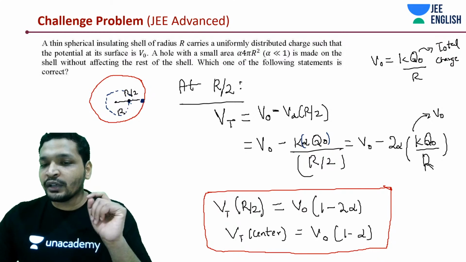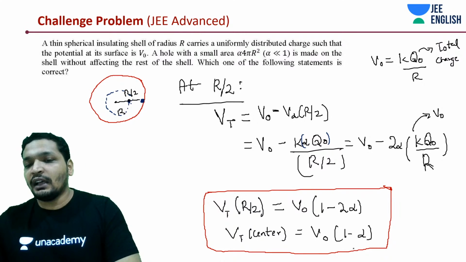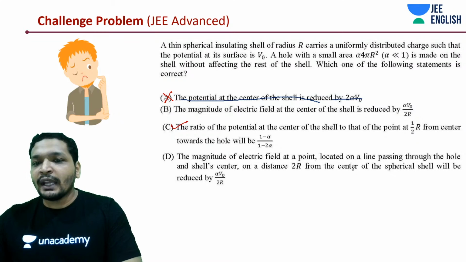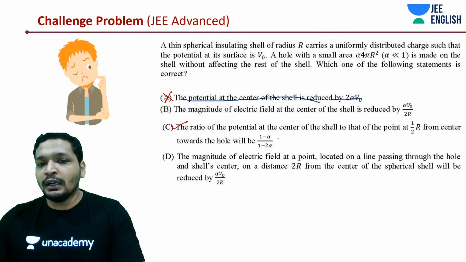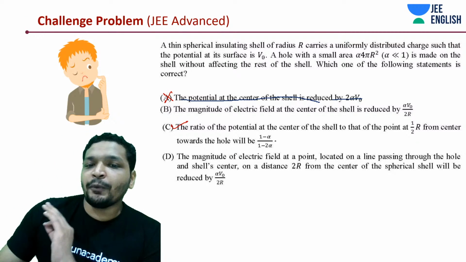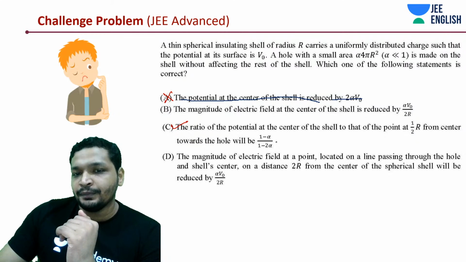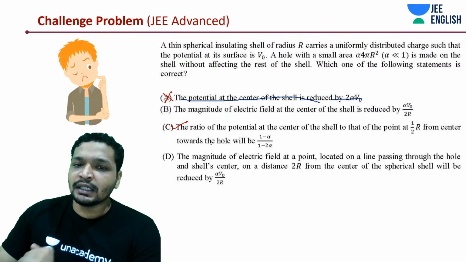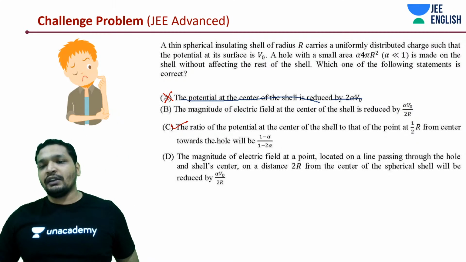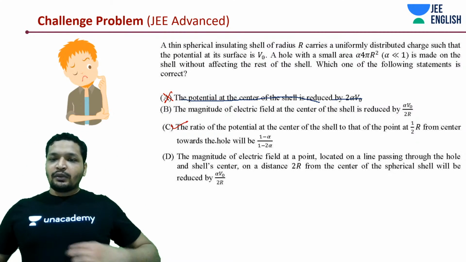And at the center we calculated it is V naught into 1 minus alpha. If we take the ratio of the potential at the center to that at point R by 2, it should be 1 minus alpha divided by 1 minus 2 alpha. So C is correct. It's only a single correct option. You could have straight away marked it as the correct one.